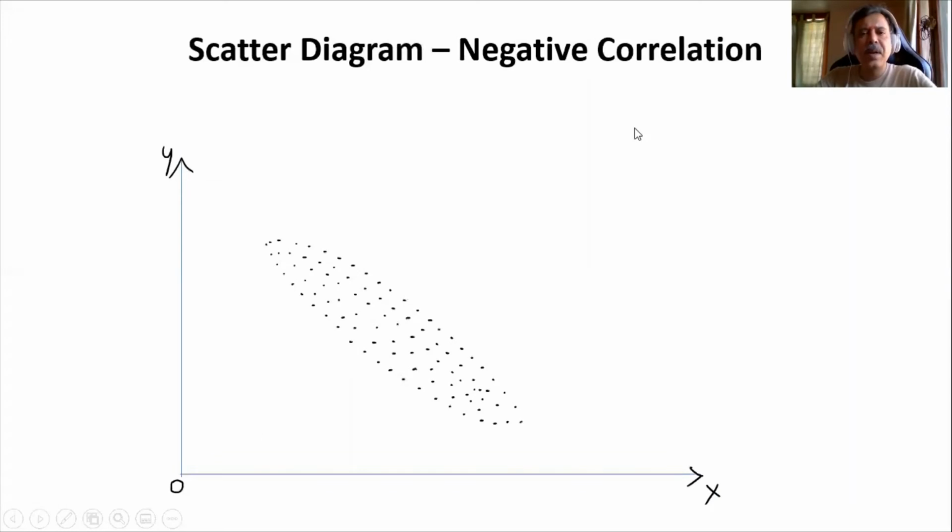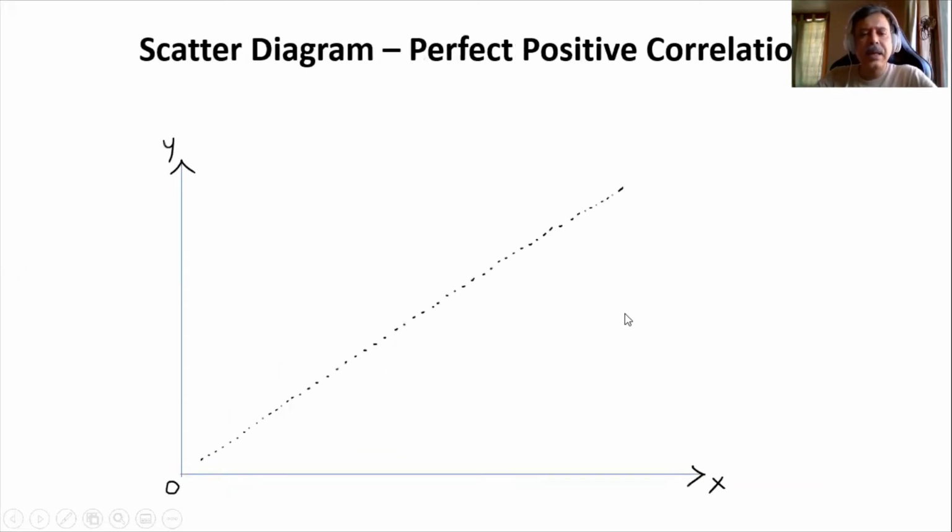For negative correlation, it will be like a mirror image of positive correlation. The pattern will be like this. The dots, the plots, whatever you do, it will be like this. Then if it goes almost like a straight line, then you say it is a perfect positive correlation.